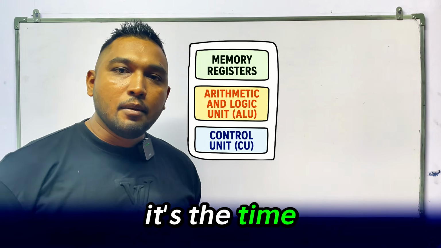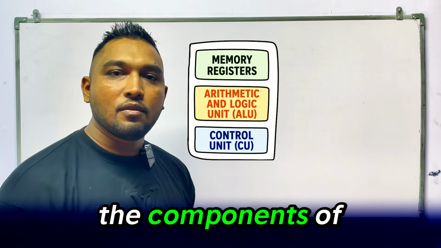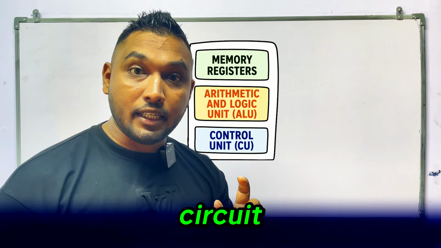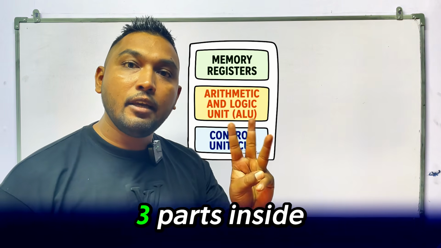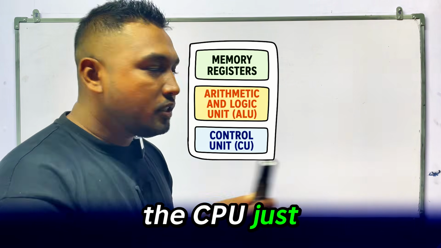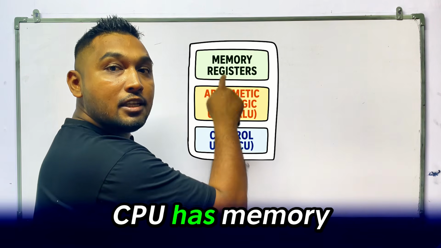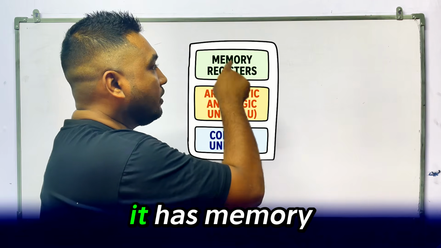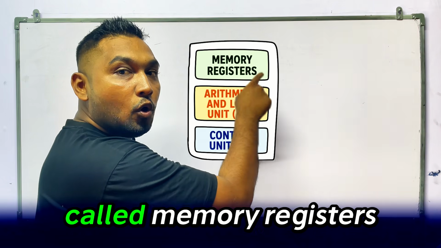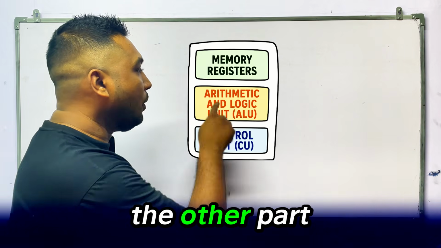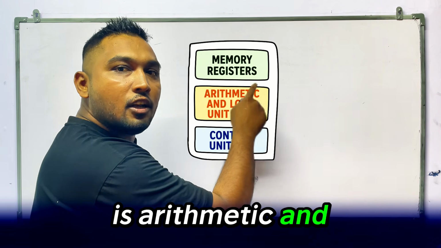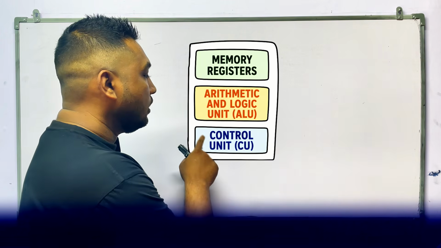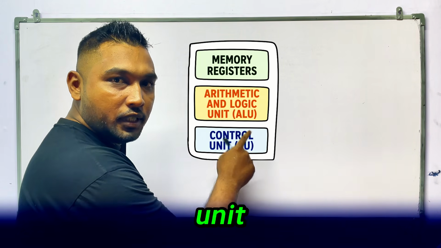Guys, now it's time to talk about the components of the CPU. The CPU is a single chip or a single digital circuit, but it has three parts inside. The CPU has memory registers, a part called memory registers. The other part is the arithmetic and logical unit. The last part is the control unit.